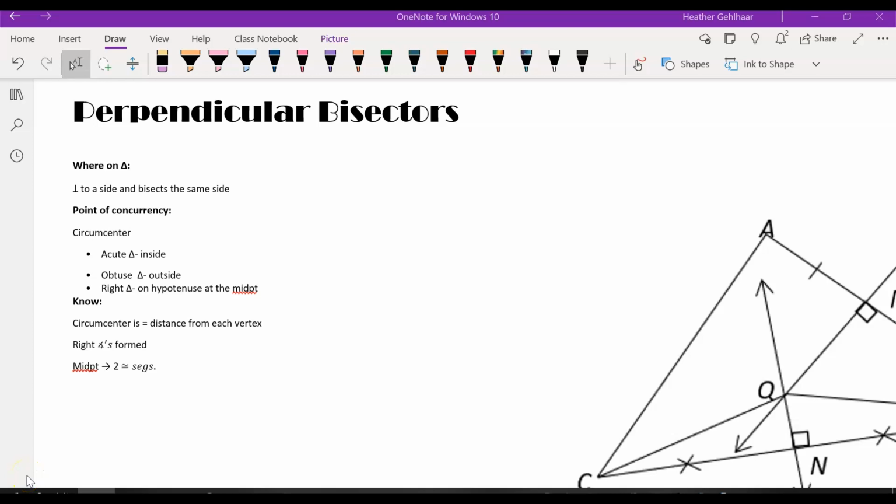Alrighty, so this one is on perpendicular bisectors. So perpendicular bisector, hence the name. Perpendicular, and then bisector is cut in half. So where is it located on our triangle? It is perpendicular to a side and bisects that same side.